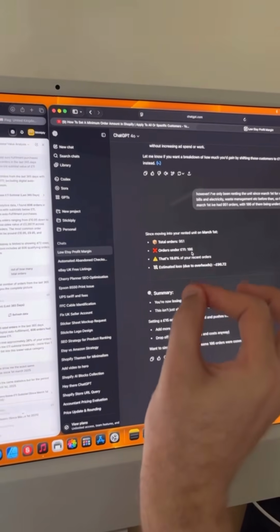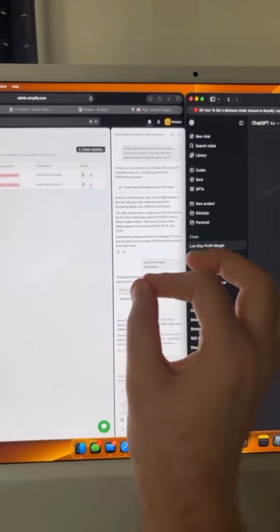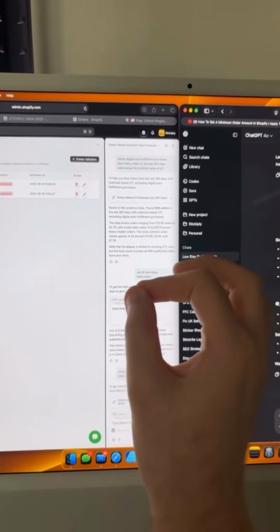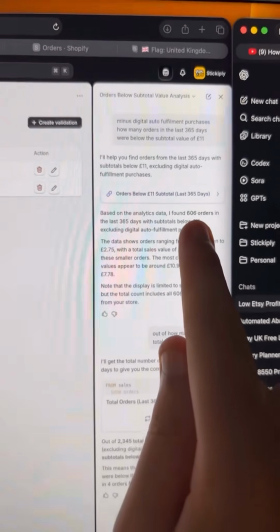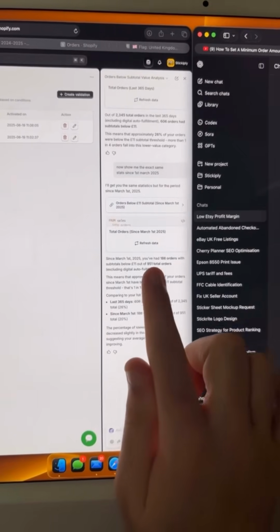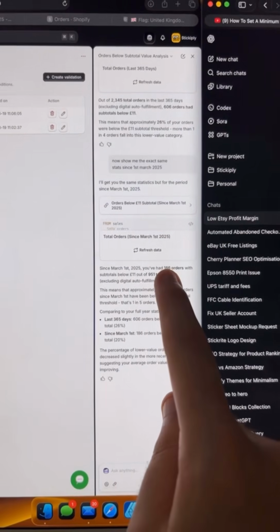And we took that figure, put it into the Shopify AI and said, how many orders over the last 365 days were below £11 compared to the total amount of orders? And we had 606 orders under £11. I then asked ChatGPT with this information, how much money would we be losing by selling these orders, the 186 orders?